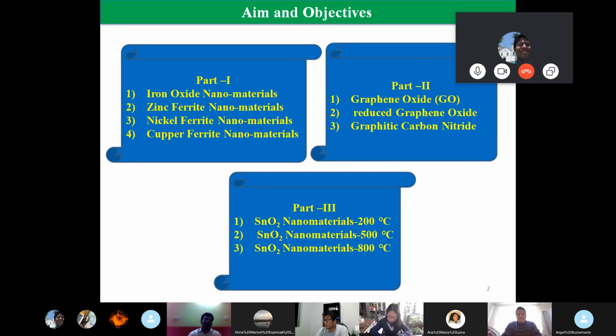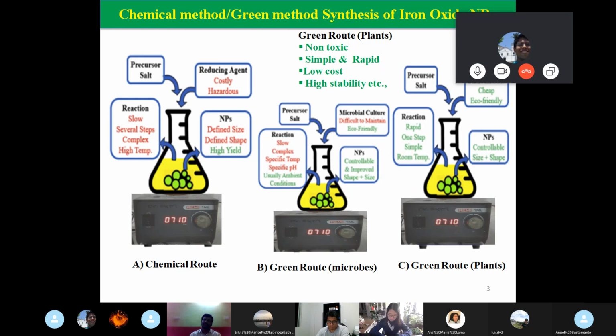This is the work we have done on iron material, 2D material and nanomaterial. In part 1, we made iron oxide, zinc ferrite, nickel ferrite, and copper ferrite nanomaterials. In part 2, we made the 2D materials: graphene oxide, reduced graphene oxide, and graphitic carbon nitride. Additionally, we worked on tin oxide nanomaterial at different temperatures: 200, 500 and 800 degrees.